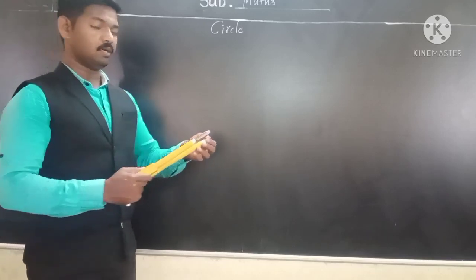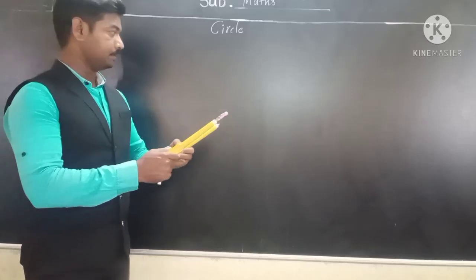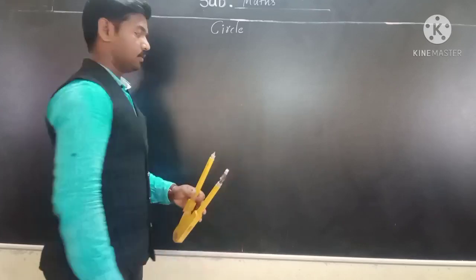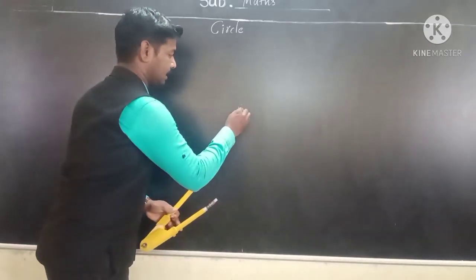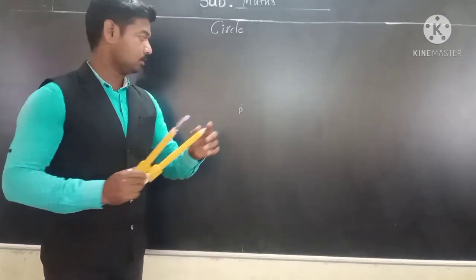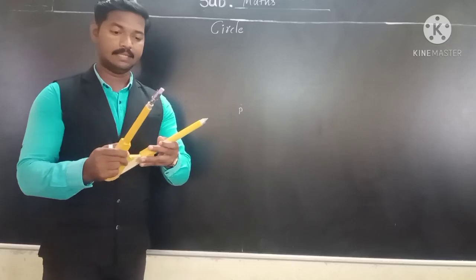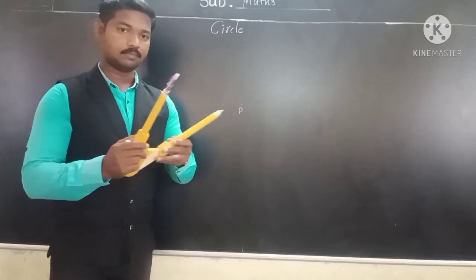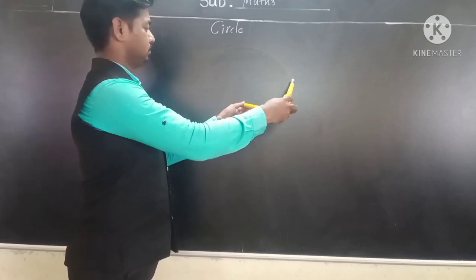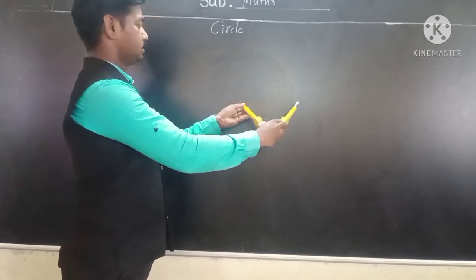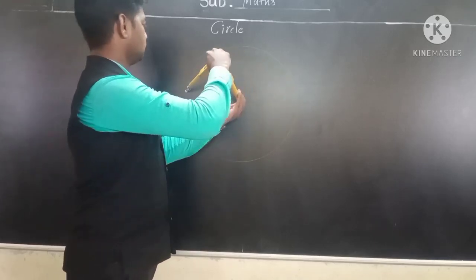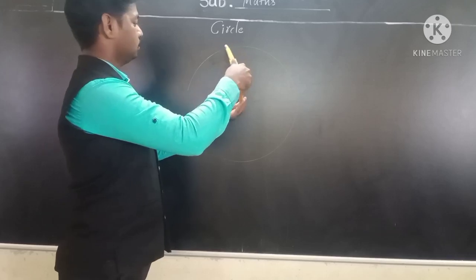Okay. So for this, we have to keep a metal point. Before that, I will keep a point. Okay. I'll give the name for that as P. So we have to keep the metal point on this point. Then we will take a little bit of distance in our compass. Okay, and the other arm we have to move. Okay, we just have to keep in our mind that the metal point should not be moved from its original point.